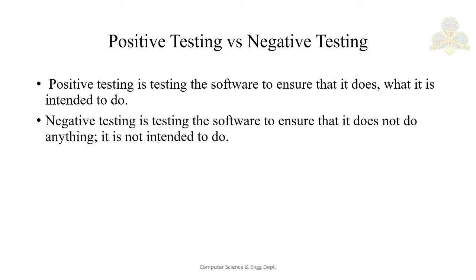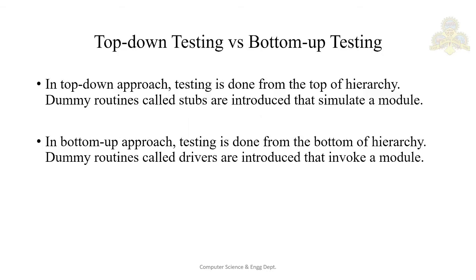It is quite confusing, but know it: positive and negative testing. Fine? Yeah. The next one is top-down testing versus bottom-up testing. In the top-down approach, the testing is done from the top of the hierarchy, right? For top-down testing, we will be making use of dummy routines called stubs. And in the bottom-up approach, testing would be done from the bottom of the hierarchy. So the dummy routines called drivers would be introduced that would invoke a module in the bottom-up approach.